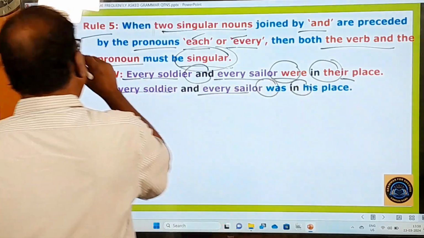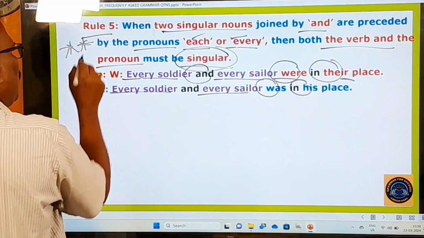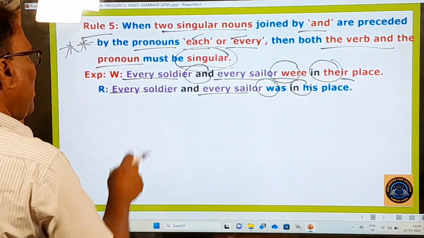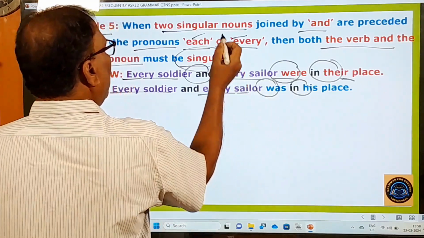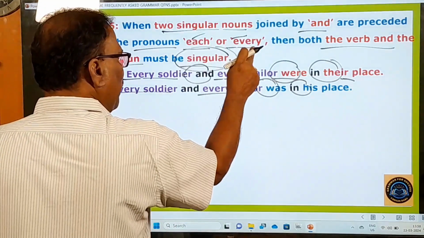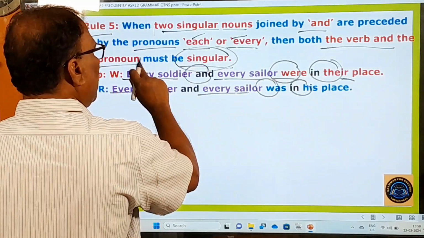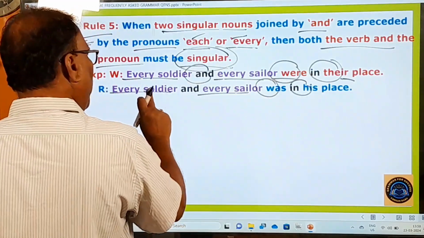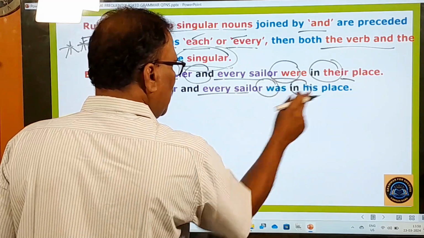This is very, very important from the examination point of view. So here, every soldier, every sailor. When two singular nouns are joined by and are preceded by each and every, the verb must be singular. The pronoun must be singular. Therefore, every soldier and every sailor was in his place. Okay.